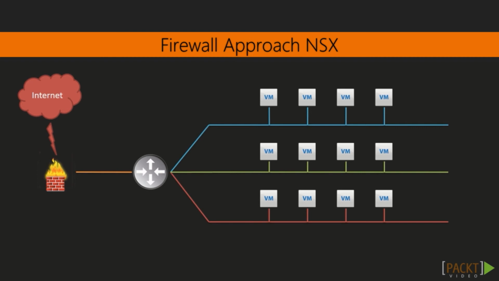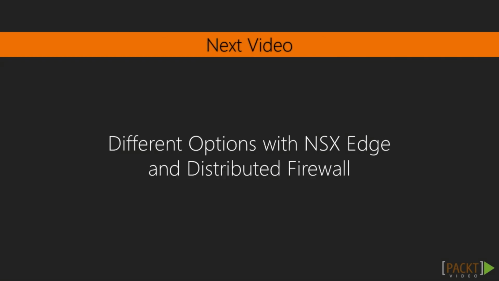What NSX provides is something we call the distributed firewall. That means we add firewall functionality to each virtual machine, or to be more precise, to each virtual NIC. The next video will cover the different options between the NSX edge and our distributed firewall.